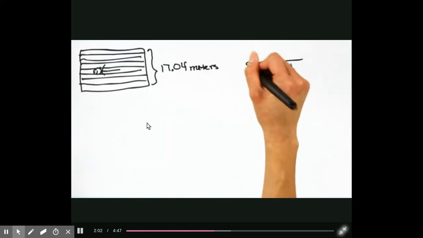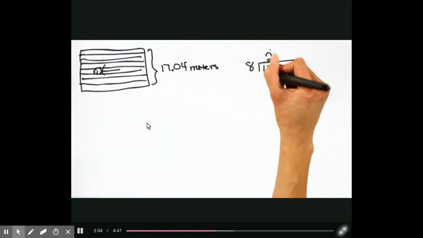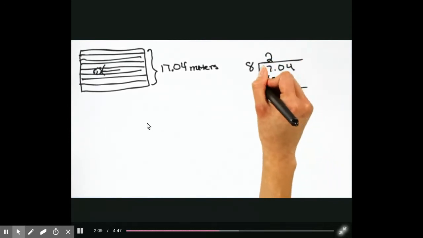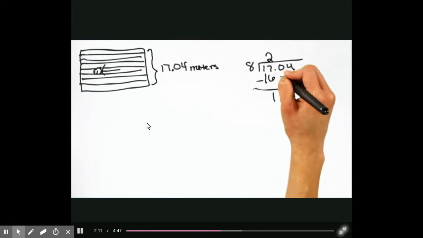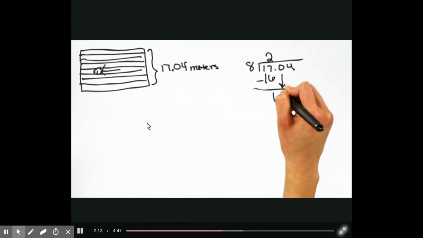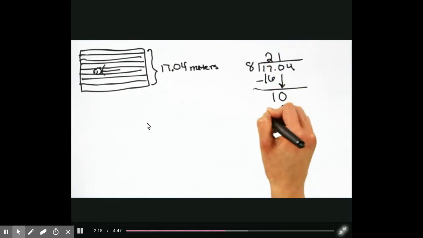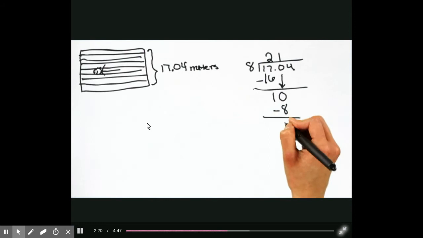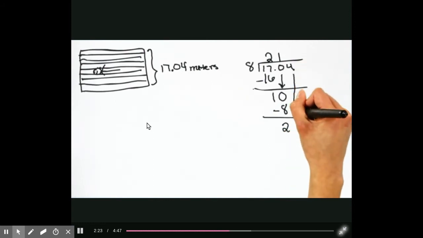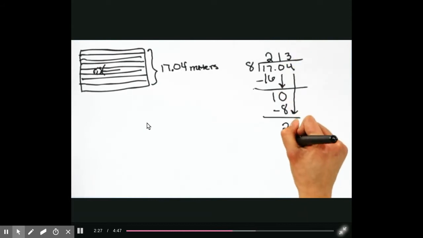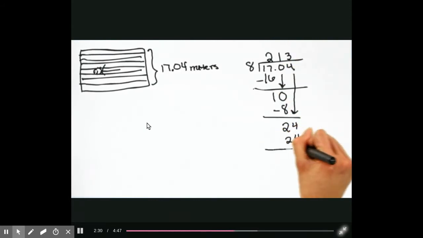8 times 2 is 16. 17 minus 16 is 1. Don't forget to bring down your 0. And then 8 times 1 is 8. 10 minus 8 is 2. Bring down the 4. 8 times 3 is 24. When we subtract these, we get a remainder of 0. Therefore, we're done. That's our quotient.